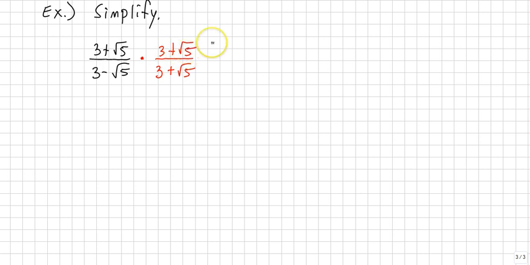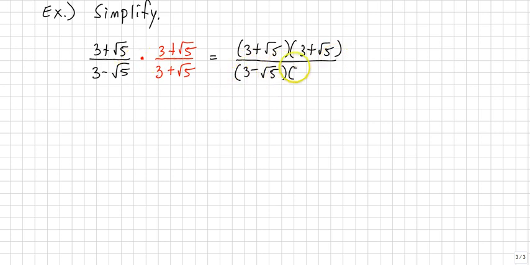Now, how did I know to do that? Because 3 minus the square root of 5 and 3 plus the square root of 5 are conjugates, and when I multiply them together, there will be no radicals. So let's see why that happens. On the top, I'll take the top times the top: 3 plus the square root of 5 times 3 plus the square root of 5. And then I'm going to take the bottom times the bottom: 3 minus square root of 5 times 3 plus square root of 5.